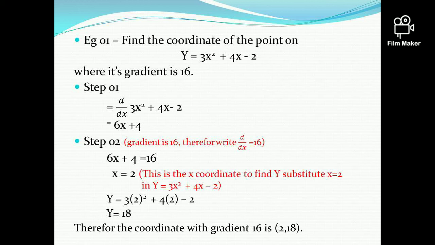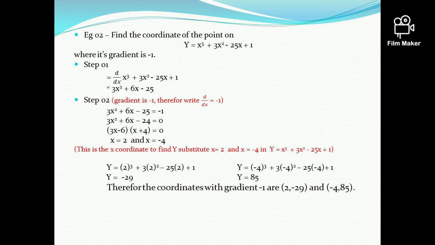Now if you want to find the y coordinate, what you're supposed to do is substitute that x coordinate into the original function y equals 3x squared plus 4x minus 2. That gives you the answer y equals 18. That means the coordinate of the point with the gradient 16 is 2, 18.